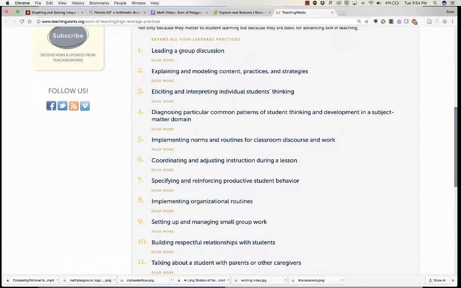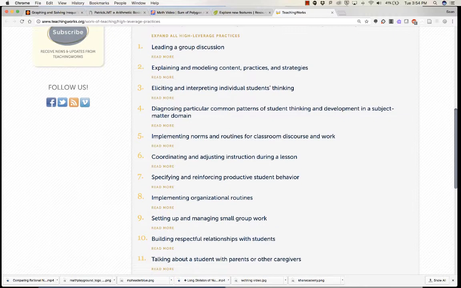And so as you can see here, they're very general, but of course if you went to this website you can get more specifics on what they are, the research behind them. But in doing so, there's elements here that I think video does a very nice job with. For example, number 2, explaining and modeling content, the practices and strategies. Video can do a very nice job in respect to that.